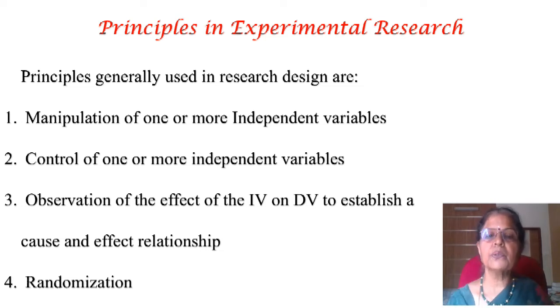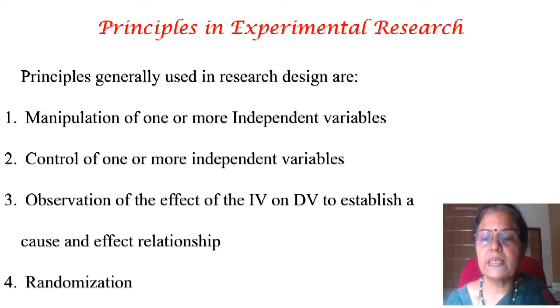And see, in this slide, we are going to see the main principles used in experimental research. Experimental design is a group of research designs, and they use the following principles. Number one, manipulation of one or more independent variables; two, control of one or more independent variables; and three, observation of the effect of the IV on the DV to establish a cause and effect relationship between them. And fourthly, randomization.